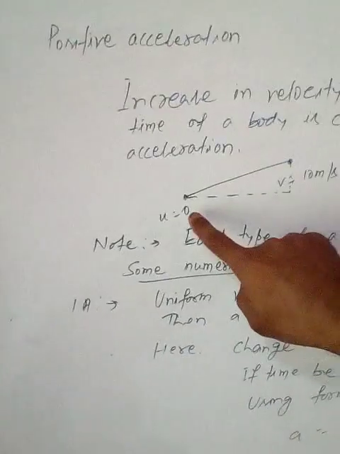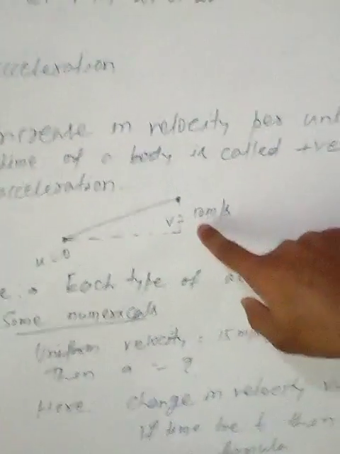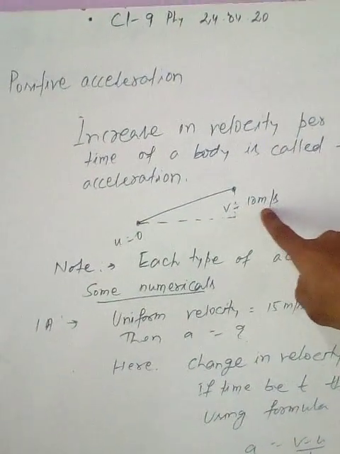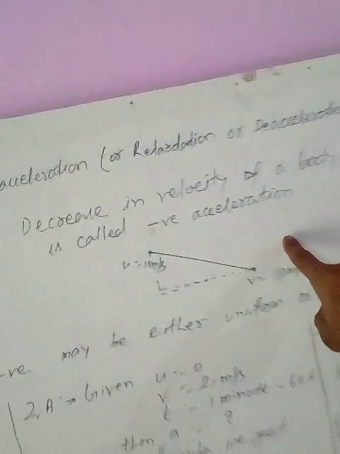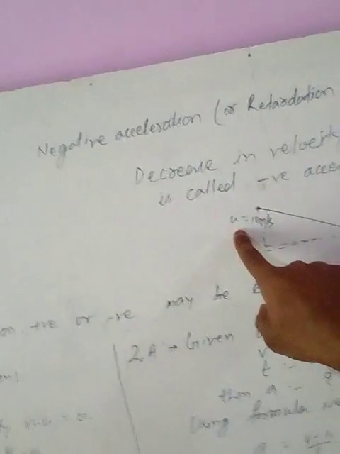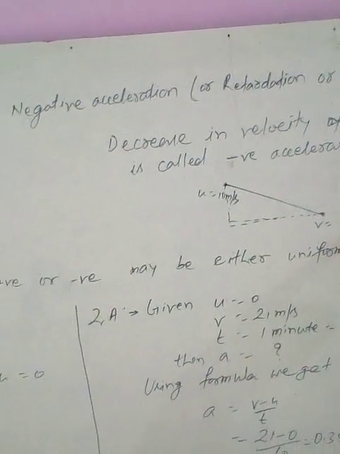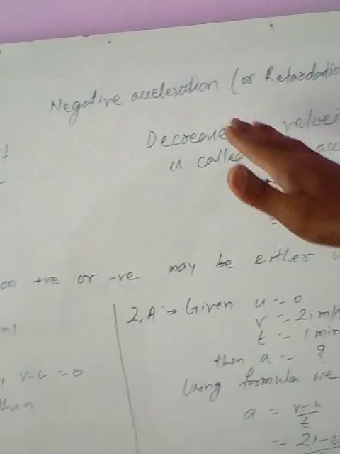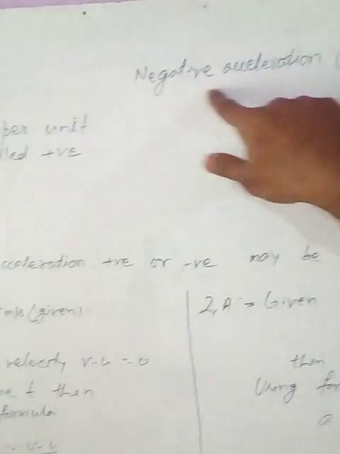In this case, initial velocity of a body was 0, that is shown in this figure, and final velocity 10 meter per second. Obviously velocity is increasing, so the acceleration here will be positive acceleration. Just the case is opposite here. The initial velocity of the body was 10 meter per second and final velocity is 0. So in this case velocity is decreasing, so acceleration here will be called negative acceleration.